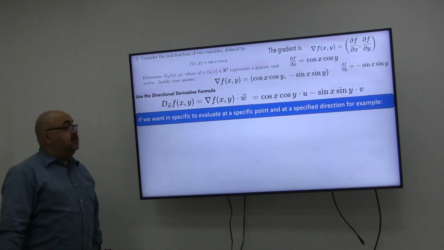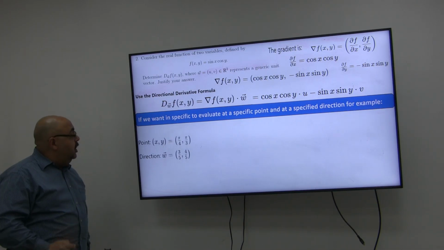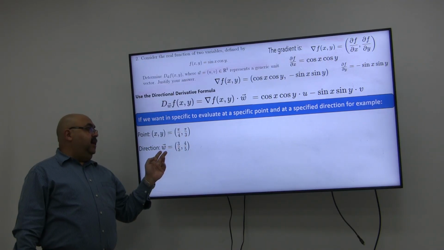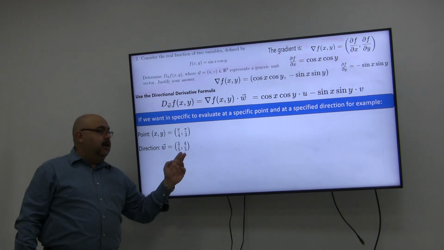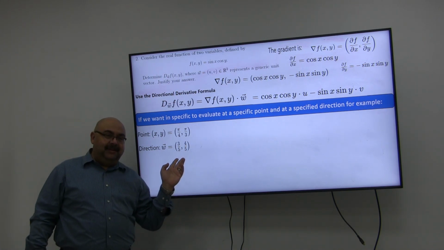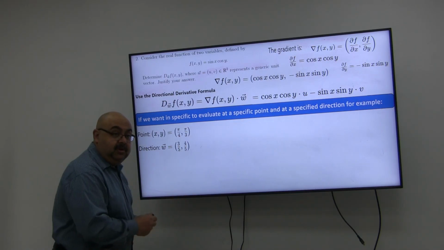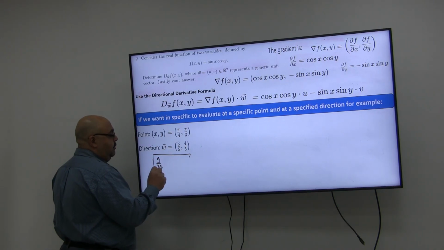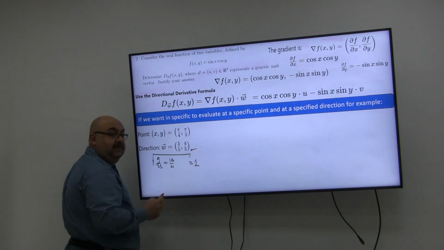That's the result. For a specific value, for another problem, if you are given specific values, for example, if x, y is pi over 4 and pi over 3, and the direction of w is 3 over 5, 4 over 5. Remark, yes, that's a good remark: this vector is a unit vector. I can check that it is a unit vector by getting the norm of this vector. Do you remember how to get the norm of a vector? It is simply the square root of the first component squared, am I right, plus the second component squared, which is going to equal 1. So it's a unit vector.